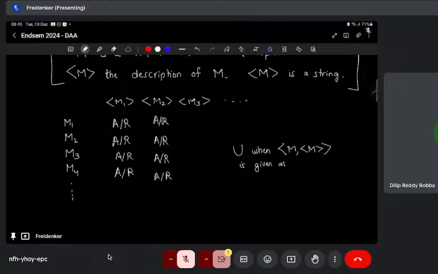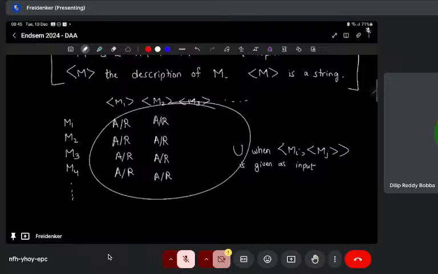I am not giving it every possible string. The string is given in such a way that it represents a machine and a description. It need not be the same thing, so let me say Mi comma Mj. I'm giving a machine comma description of some other Turing machine as input. It can be the same as well. There is no restriction. So this is the table, right? Fine.